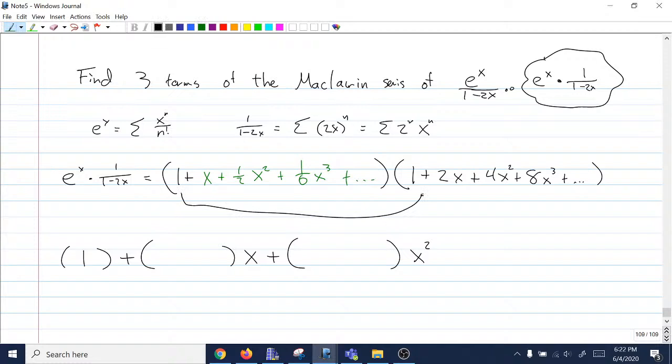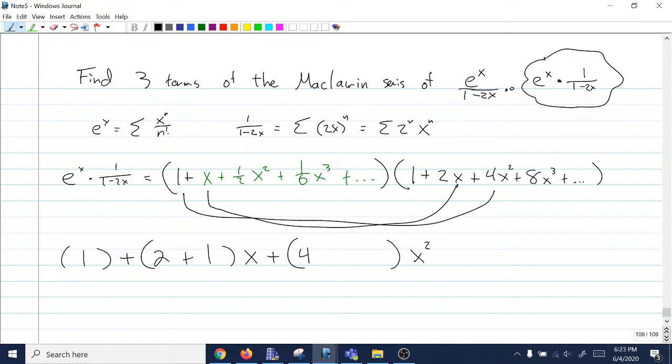Constant times constant, only one way to do it. How can I get an x? I can have the 1 times the 2x. I can have the x times the 1. That gives me 2x and 1x. Which products are going to give me an x squared? I can have 1 times 4x squared will give me 4x squared. X times 2x will give me 2x squared. Half x squared times 1 will give me half x squared. Those are the only three ways to get an x squared. If I go any further here, I have an x cubed, nothing on the other side will work. And those are the first four terms.